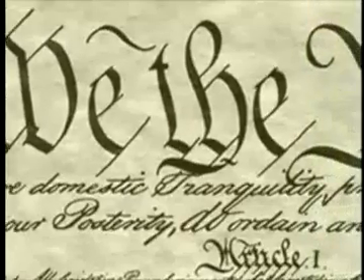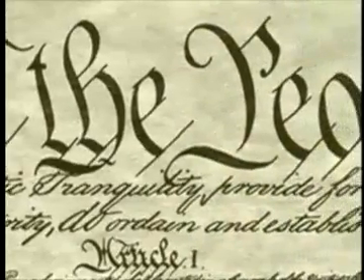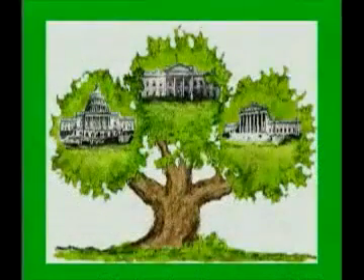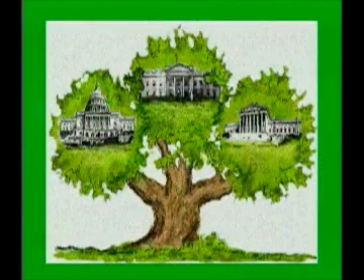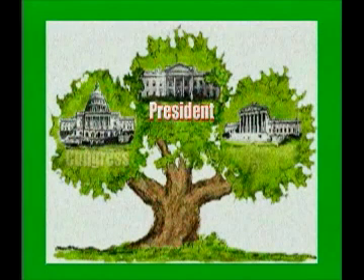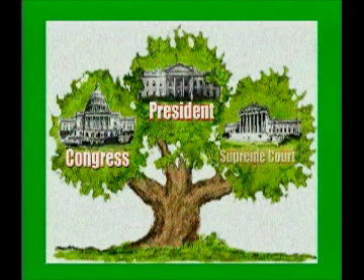What's that? The Constitution is a plan for our country's government. It has some of the United States' most important laws. The Constitution also tells about the 3 parts of our government called branches. They are the President, Congress, and the Supreme Court.